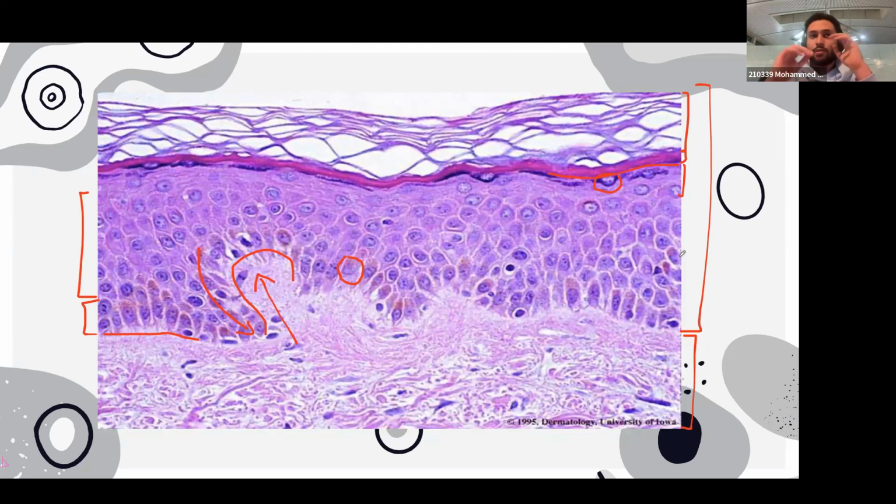So good. What is spongiosis? It's swelling around the cells, okay? It's not inside the cells, it's between the cells. So intercellular, not intracellular. Perfect.